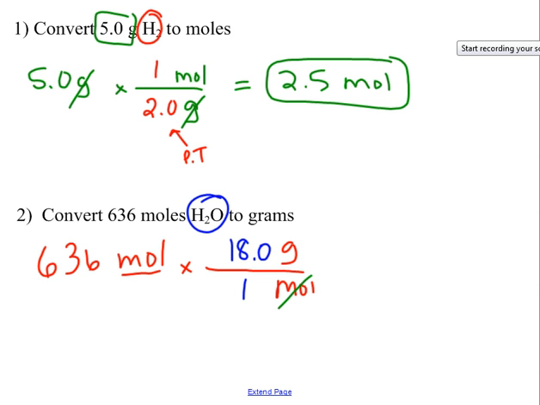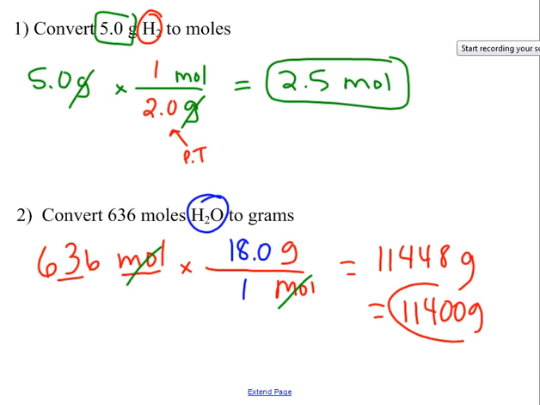So what we'll have here is moles will cancel, and you will end up with 636 times 18 in your calculator, which works out to 11,448 grams, but this is awkward because you have 3 sig figs to start with and you have 5 sig figs in your answer. So rounding this answer to 3 sig figs would be 11,400 grams. So that's the best answer rounded to the proper number of sig figs for that number.